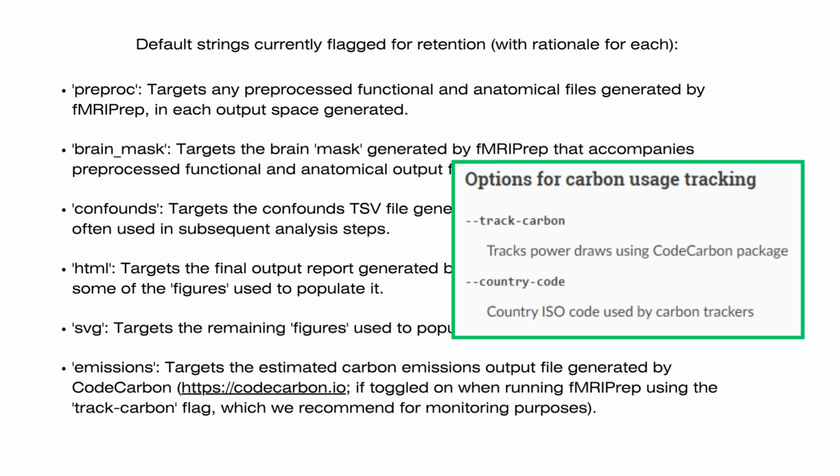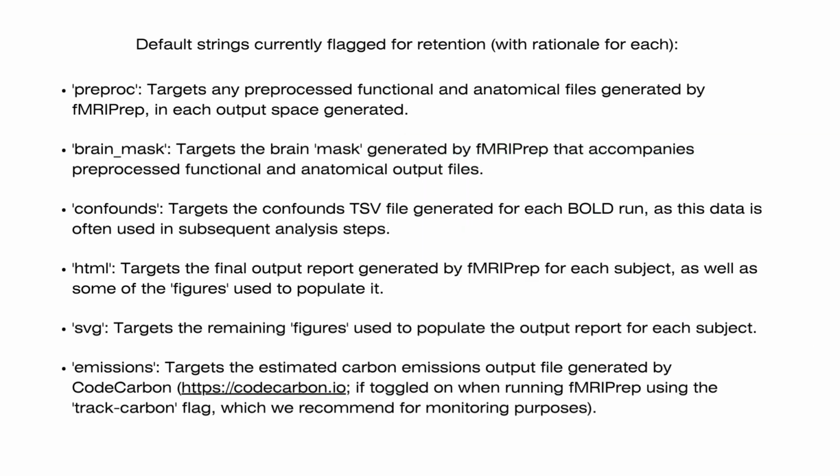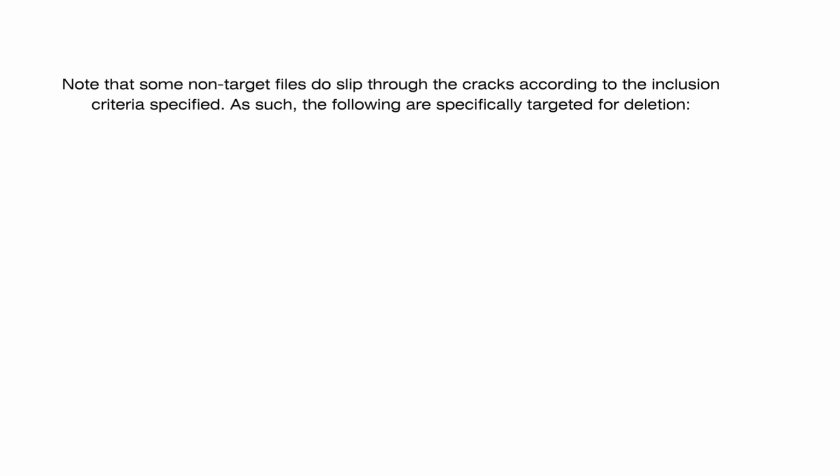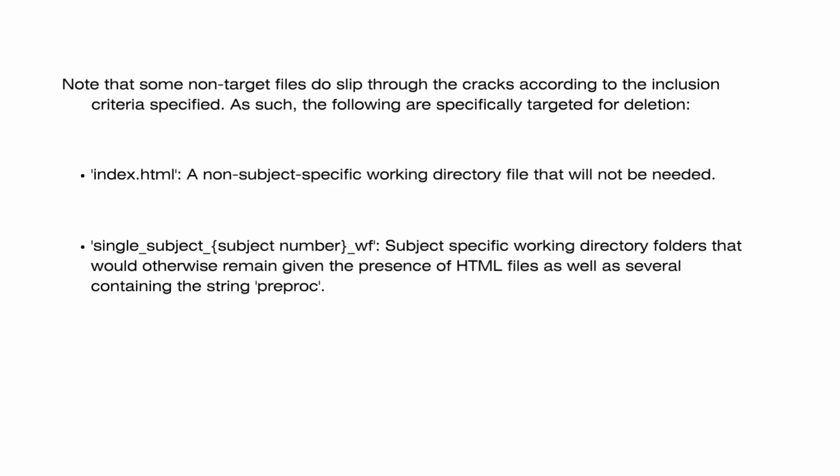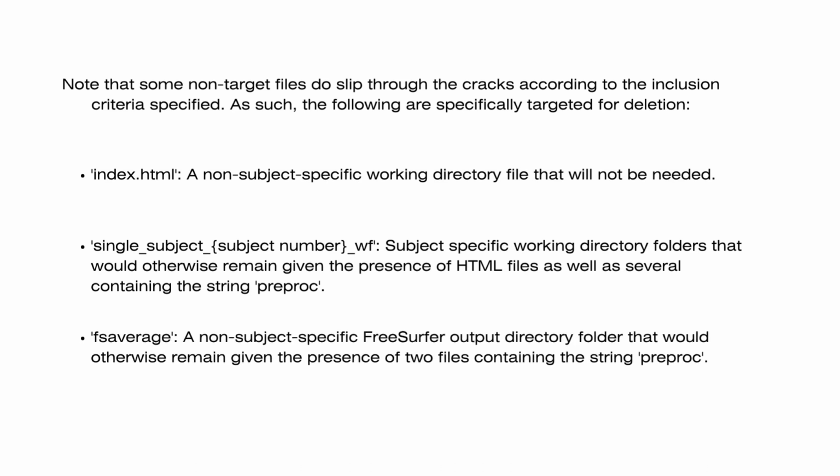I recommend doing this if you're interested in green computing. See the fMRIPrep usage webpage for more details. Unfortunately, a few unneeded files will still slip through the cracks with these conditions, so the script further deletes any files containing strings index.html or single_subject_ and fsaverage.